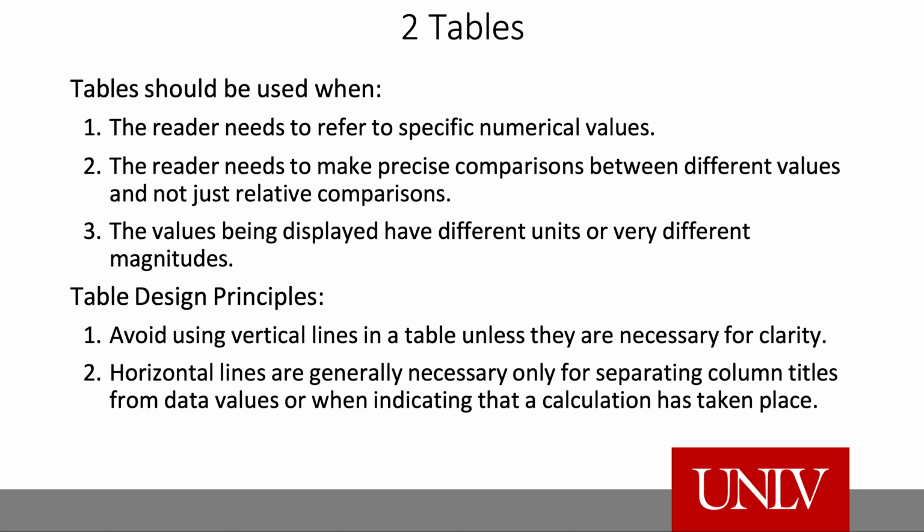But a table is only as good as its design. A well-designed table allows readers to interpret information quickly and accurately. To achieve this, we should avoid vertical lines unless they truly improve clarity, and use horizontal lines sparingly, mainly to separate headings from data values or to highlight totals. By removing unnecessary lines and clutter, we can keep the focus on the data itself, making tables clear, efficient, and easy to read.